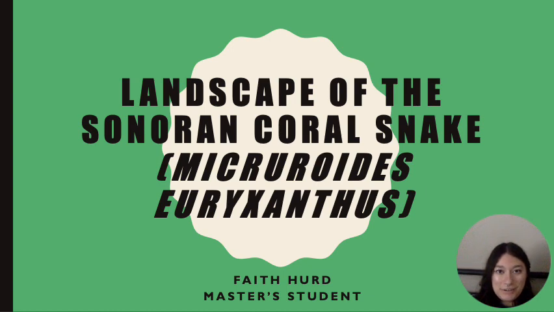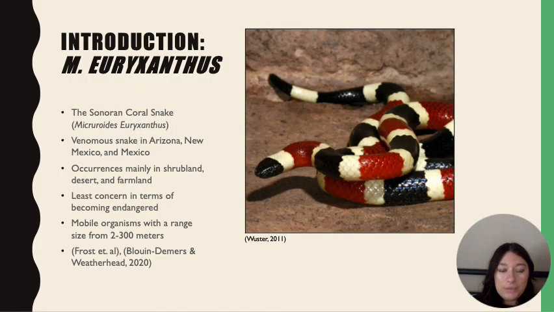I'm a master's student graduating December 15th, and today I'm going to tell you about the landscape of the Sonoran Coral Snake, scientific name Micruroides euryxanthus. Micruroides euryxanthus, or the Sonoran Coral Snake, is a venomous snake in the family Elapidae.